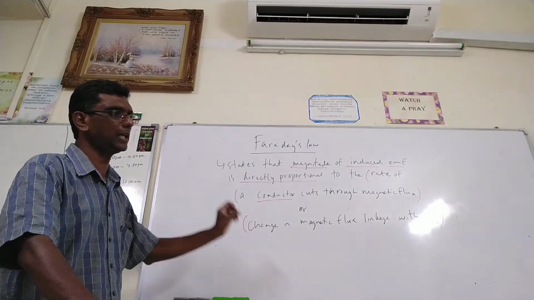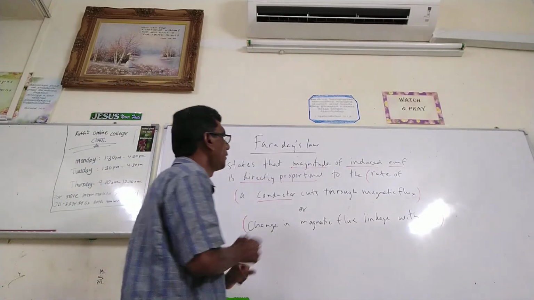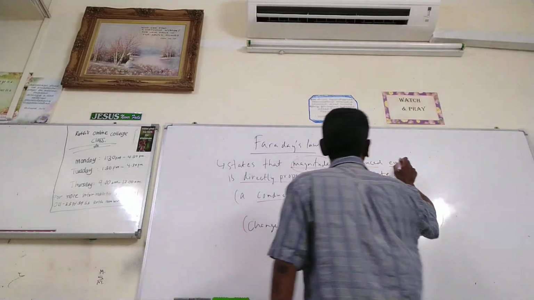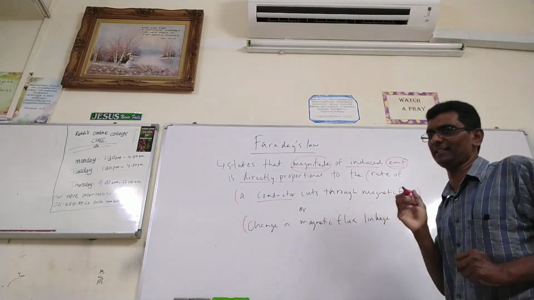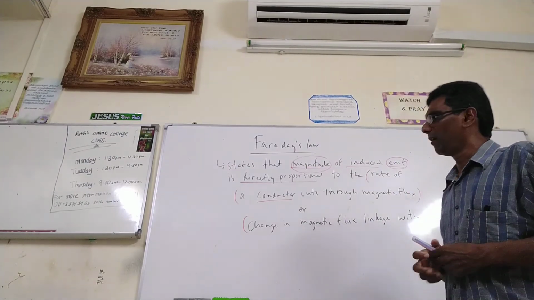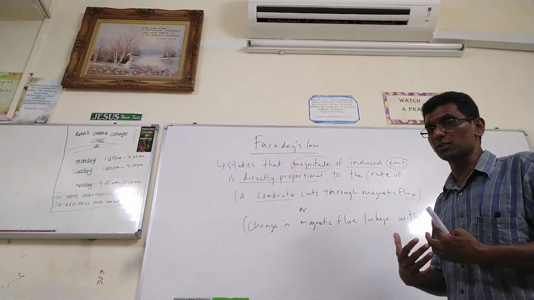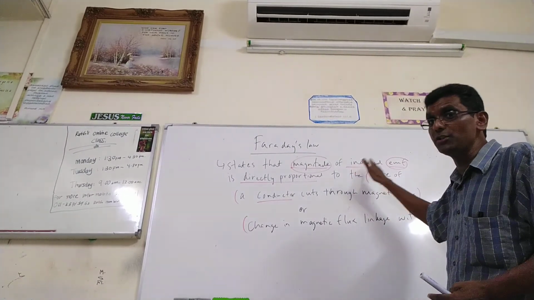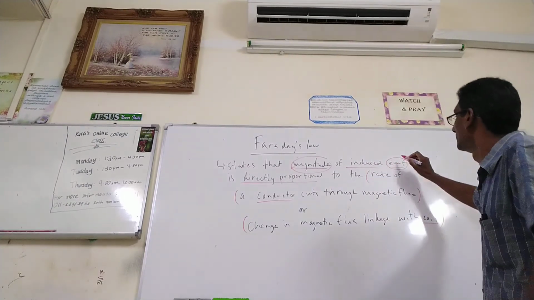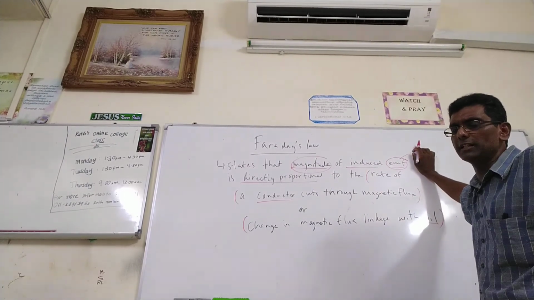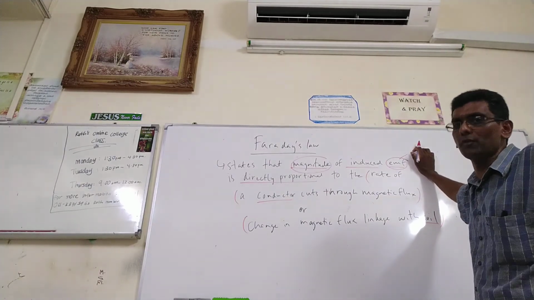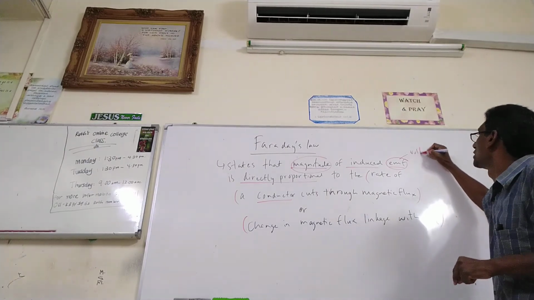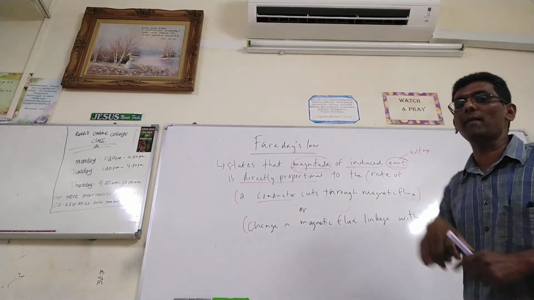So I will explain part by part. What is the meaning of magnitude? Magnitude is the value. And the induced EMF is something different. We learned electromagnetic induction produces induced current, but what is induced EMF? We learned EMF in chapter 2, electromotive force. In one word, EMF is voltage.